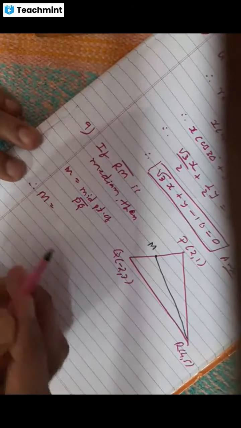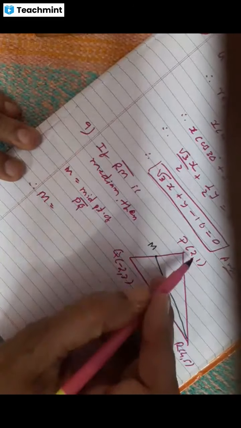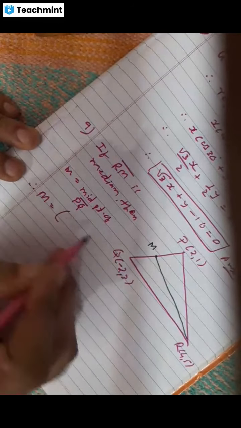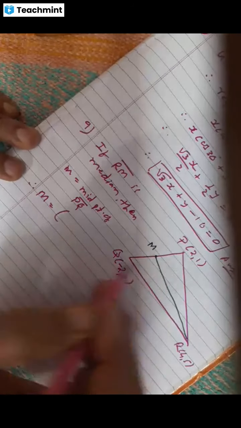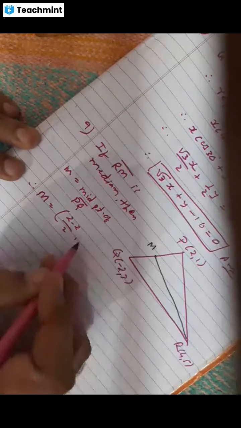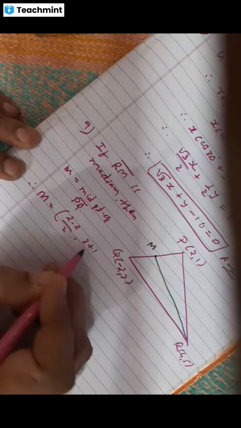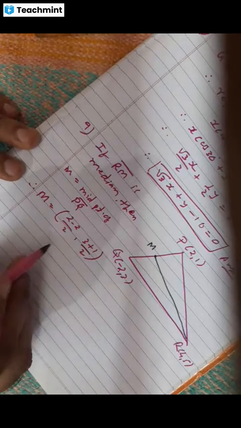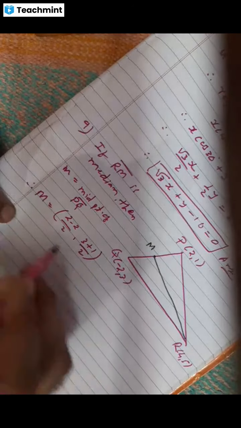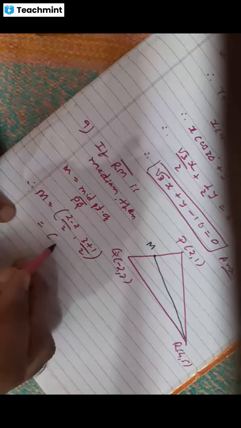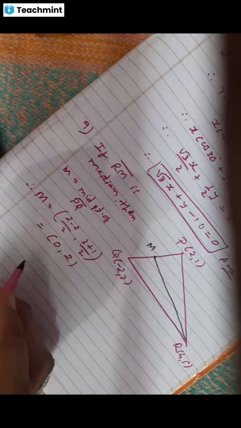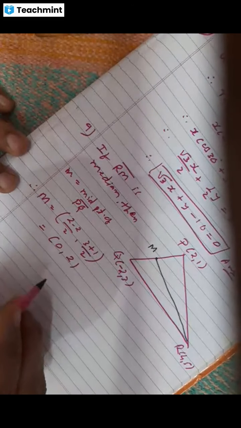So now you know the midpoint formula. M is the midpoint of PQ: 2 minus 2 divided by 2, and 1 plus 3 by 2. So the answer will be 0 and 4 by 2 is 2. So the coordinates of M become 0, 2. And now the remaining thing is to find the equation.